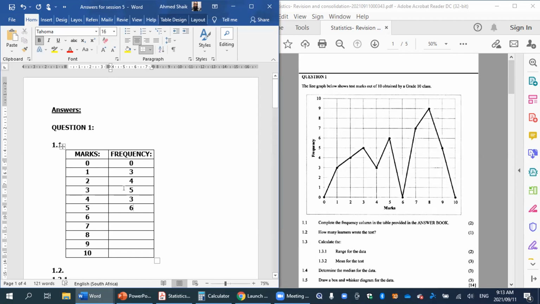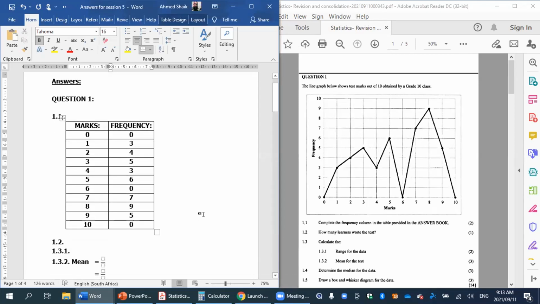Mark 6 has a frequency of 0. As we can see, it lies on the line of 0. If you're looking at 7, it has a frequency of 7. And 8 has a frequency of 9. 9 has a frequency of 5. And 10 has a frequency of 0. Okay, and that is 1.1 complete.